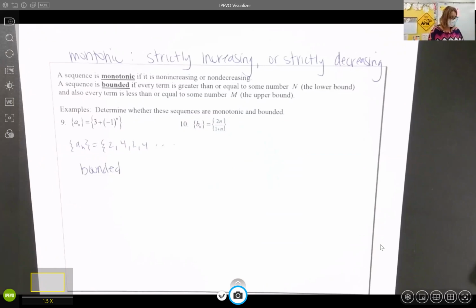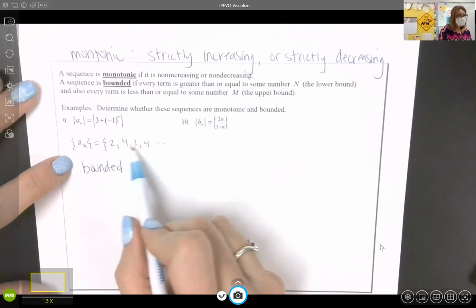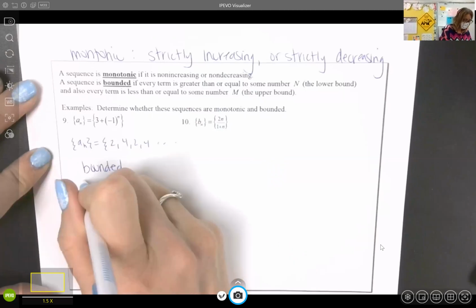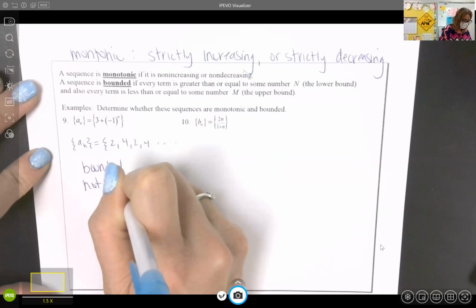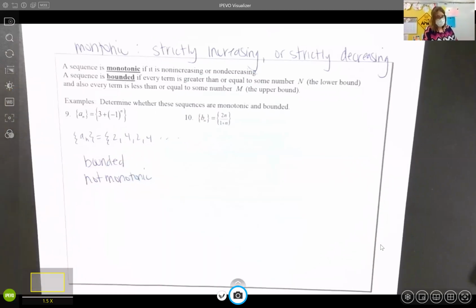Okay? But it is not monotonic, right? It's going from 2 to 4, 2 to 4, 2 to 4. So not monotonic. So I need to write not monotonic, even if I write bounded. Yes, you need to write both. You're answering, is it monotonic and is it bounded? So it can be bounded and monotonic at the same time.